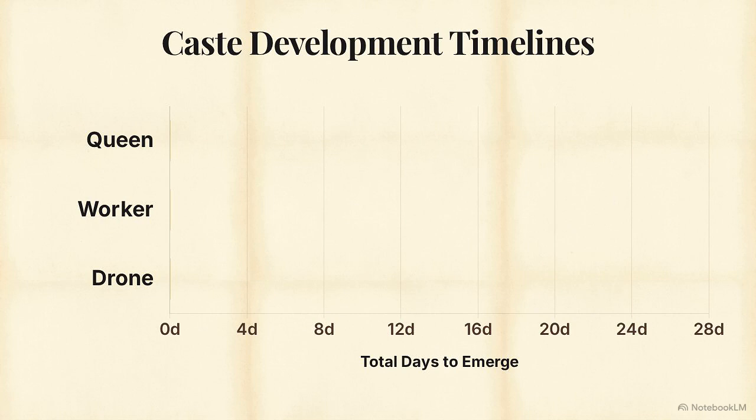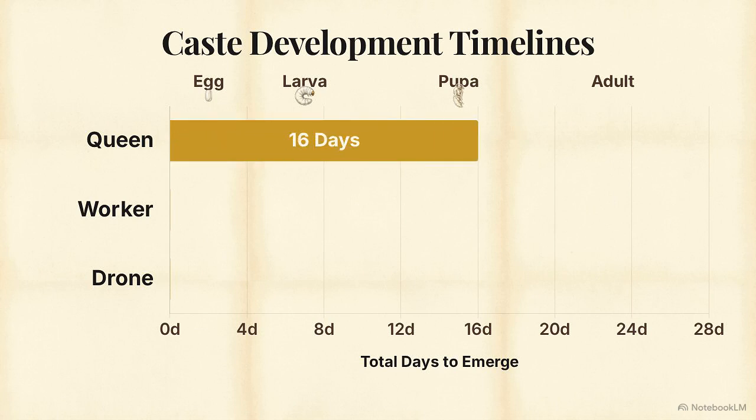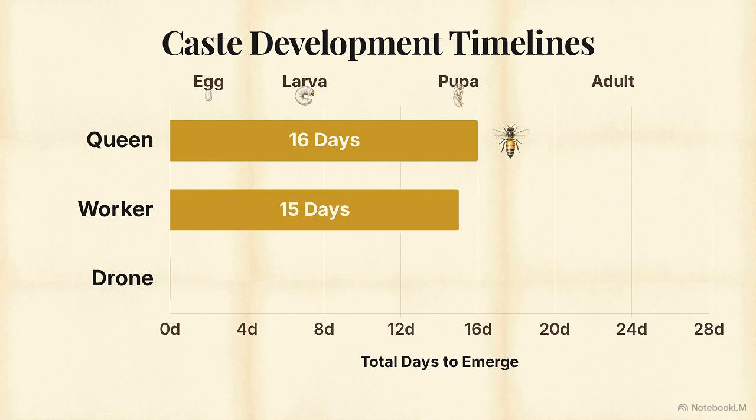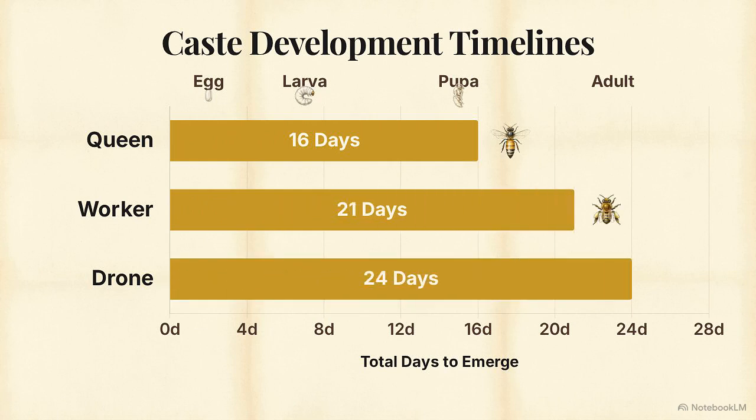Let's look at this timeline mapping out how these bees develop. All honeybees undergo complete metamorphosis, which means they pass through four distinct stages: egg, larva, pupa, and adult. The total development time changes depending on the caste. A queen emerges as a fully formed adult in just 16 days. A worker takes 21 days, and a drone requires 24 days to develop completely.